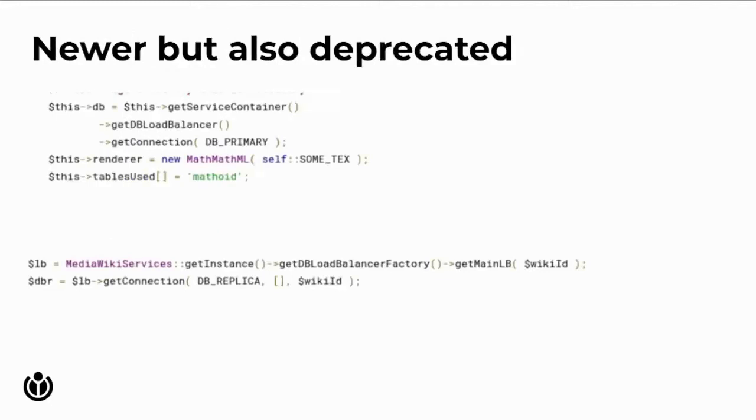This is the replacement, but it's also deprecated now. In that, you get the services, and from the services container you call the database load balancer factory. And then from the load balancer factory, you get the main load balancer if you want to access the main database. You give it a domain ID, and with that you get a load balancer, and then from the load balancer you call get connection with the DB replica. And as you can see, it's not really intuitive, and it has many layers of chains, where you need to call this and you call that.